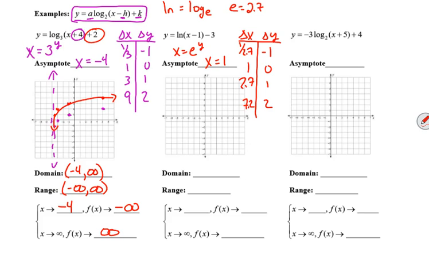So convert, sketch in your asymptote, x equals 1. And then I'm going to plot my base points. So go over about a half, down 1, over 1, stay on the line, over 2.7, up 1, over 7.2, up 2, so it's going to be about right there. And then I want to shift them down 3. So each point, starting with the first one, down 3.